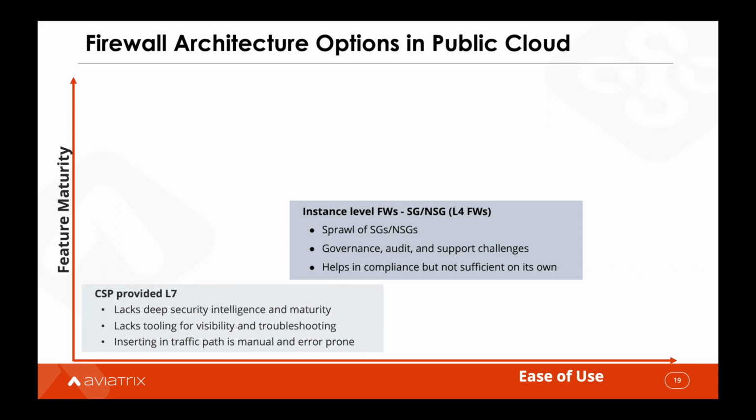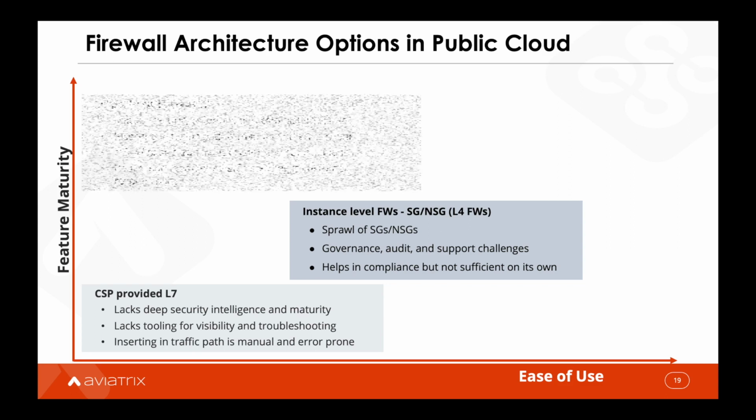Recently, CSPs have started productizing layer 7 firewalls. However, they tend to lack deep security intelligence and maturity. They don't provide adequate visibility and troubleshooting tools. And they're difficult to insert in the traffic path because it is a manual process which incurs errors.